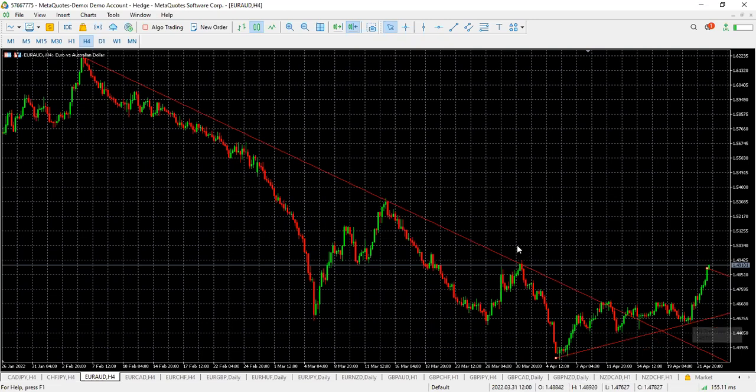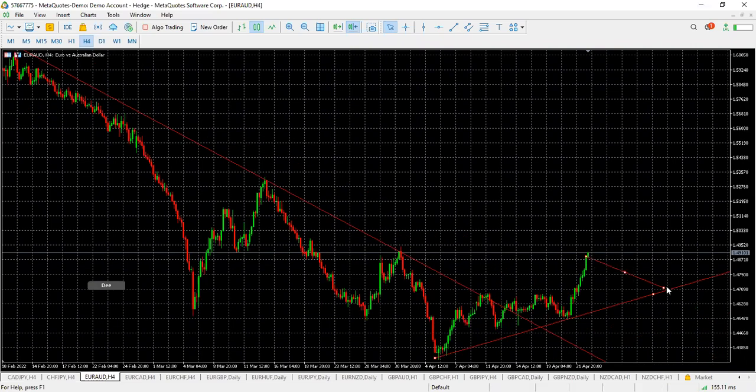You understand? So we wait for a retracement here before we continue our up movement to the upside. Okay, that's how the market will be doing: high, high, and high, low, high, high, high, low.